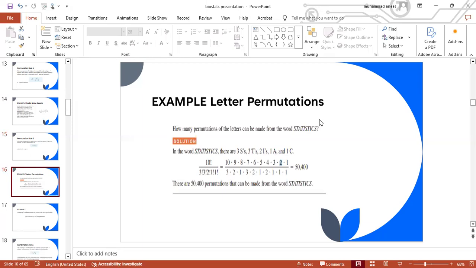There is an example of letter permutations. How many permutations of letters can be made from the word statistics? Solution says in the word statistics, there are 3 S, 3 T's, 2 I's, 1 A and 1 C. We have taken all the numbers on the top from 1 to 10 and the number of letters on the bottom and divided, and got 50,400 permutations that can be made from the word statistics.